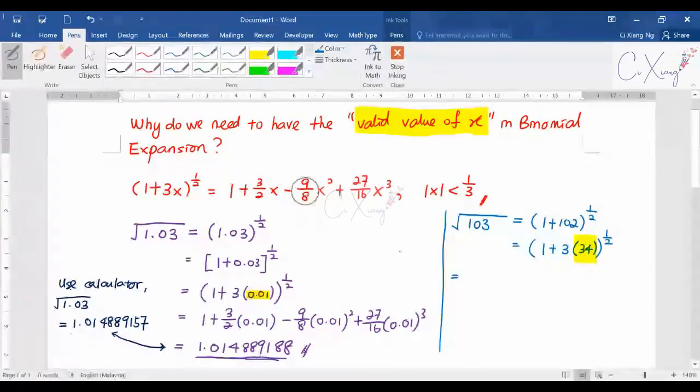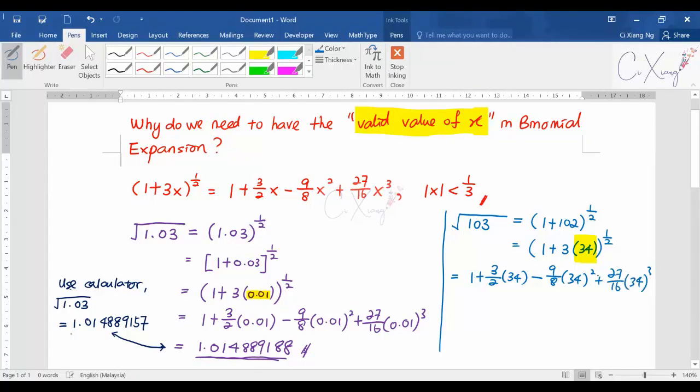Okay, so you put it into your binomial expansion formula. So 34 minus 9 over 8, 34 squared plus then 34 power 3. So if you press the calculator for this question, the answer that you get, I think, should be 65077. Okay, so the answer that you get for the square root of 103 is 65077.